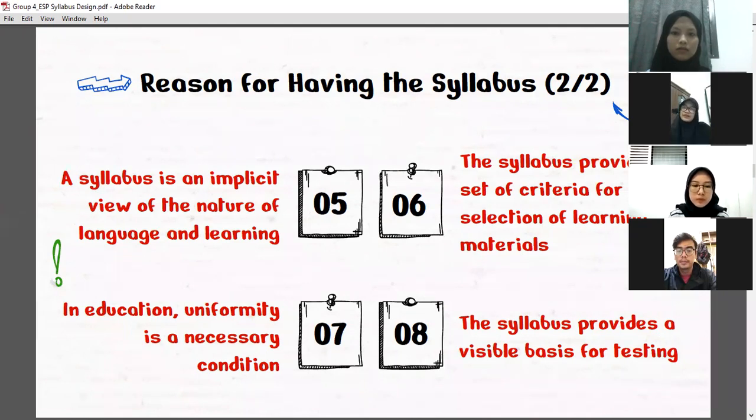And next, the sixth, the syllabus provides a set of criteria for the selection of learning material. It defines the type of texts to search for or produce, or the items to focus on in the exercise, and etc. This set of criteria may be one of the most common in syllabus creation, but if used incorrectly, it can be one of the most damaging.